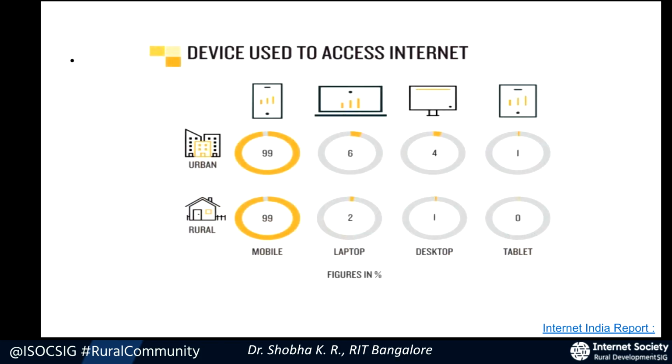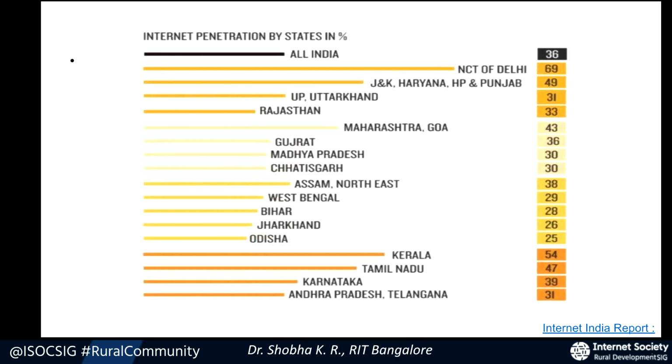Now, if you look at the devices being used to access the internet in India, rural and urban, the mobile users are more, and the laptop is 6% in urban and 2% in rural. Desktop users are 4 against 1, and the tab users are 1% in urban India. So this gives us statistics about how the internet usage is happening in India.